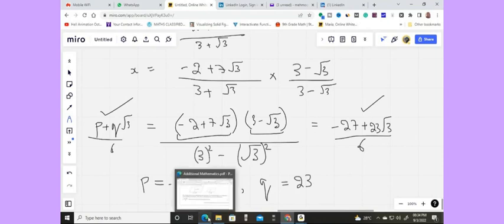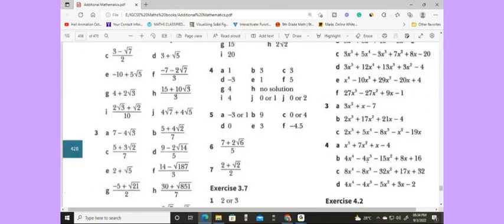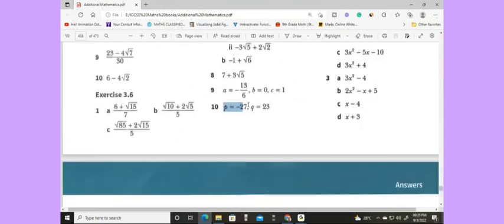Now we are going to check this out. There you go. That's correct. So that's how we handle exam pattern questions relating to irrational equations, which are basically called surd equations. I hope this is clear now.